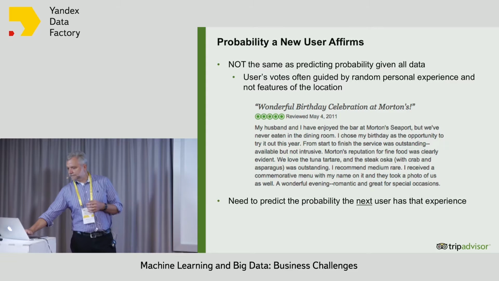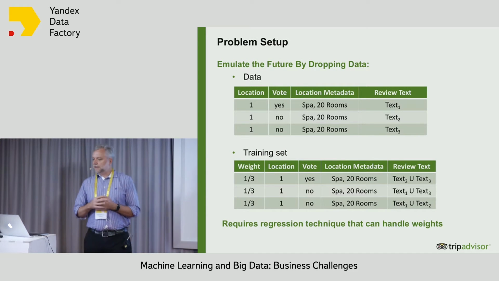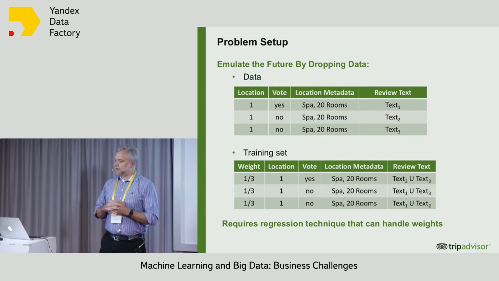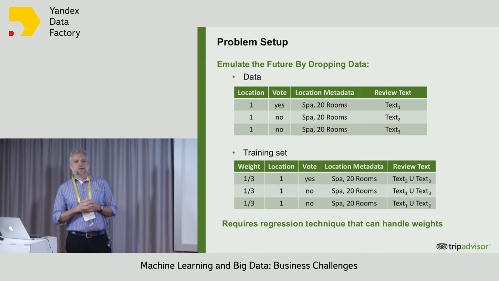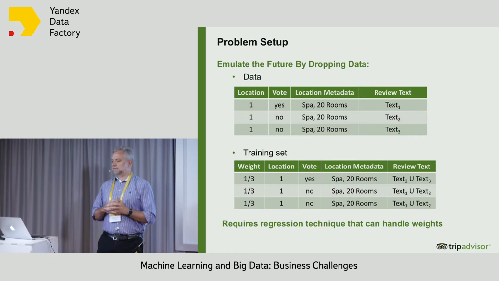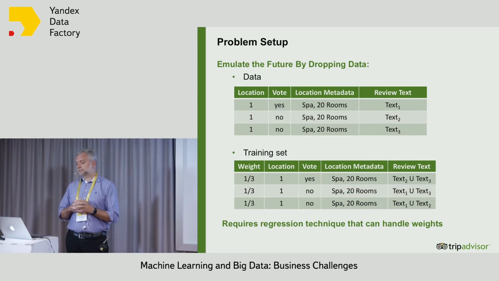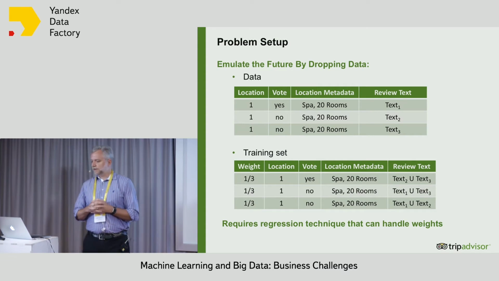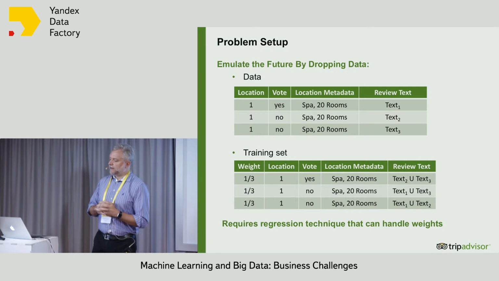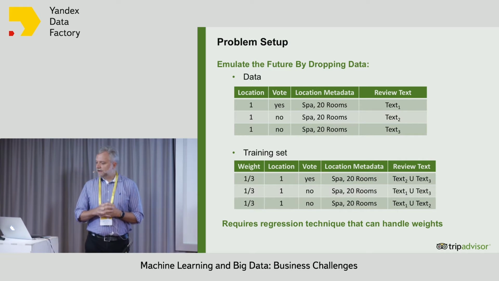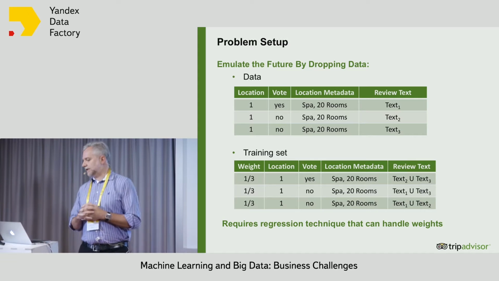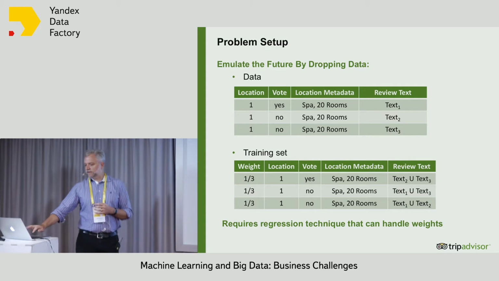So how do we do that? Let's say that I have 3 votes on a particular location. I got a yes and 2 no's. I've got some location metadata: the hotel has a spa and it has 20 rooms total. And then I have some review text that is associated with this particular vote. When I build my training set, I'm going to drop the data that is associated only with the dependent variable that I'm trying to predict and use the rest of the data to build my training set. So the training set looks like this.